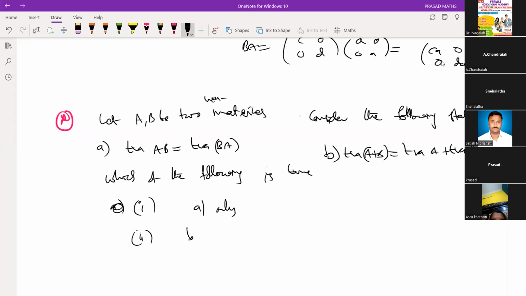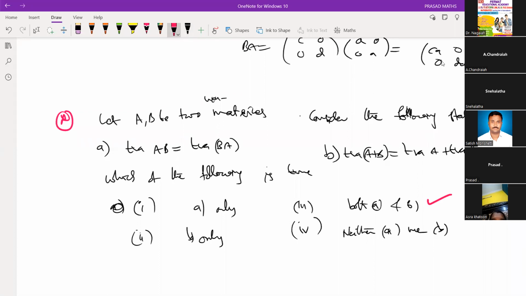Option 2: B only. Option 3: both A and B. Option 4: neither A nor B. Tell me. Both are true, sir. Right. This question was asked in JAM. Already I told you the properties. Trace of AB equals trace of BA, this is right. And trace is a linear map. Trace of A plus B equals trace of A plus trace of B, so this is also right. Therefore both A and B are right. So the answer is option 3.